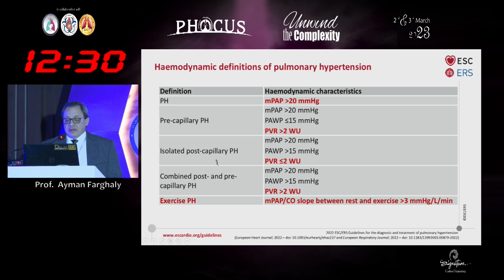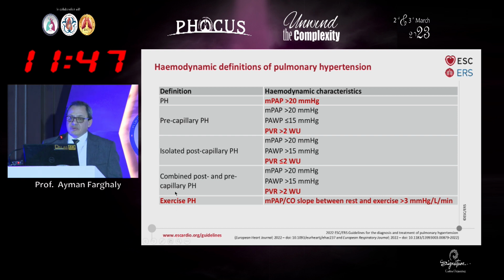Then we come to the post-capillary, which is the venular or the venous side. We have two types. The isolated post-capillary, in which the pulmonary vascular resistance is less than 2, and the combined post- and pre-capillary, and in this case we have a high pulmonary vascular resistance. So the presence of increased pulmonary vascular resistance means that we have some changes, some remodeling happening in the pulmonary vessels. And the question will remain about when we have a pre-capillary element but the pulmonary vascular resistance is normal. I'm going to talk about this later on.